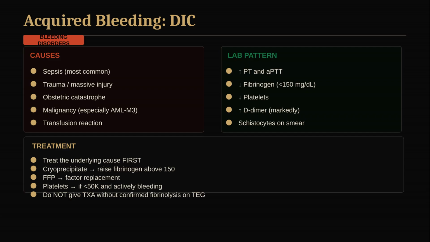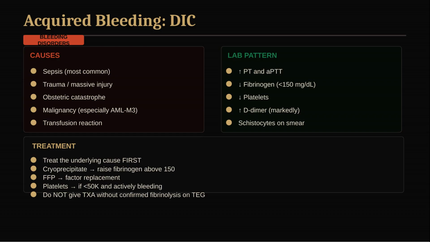The causes are the same every time: sepsis, trauma, obstetric catastrophe, malignancy, transfusion reaction. The pathophysiology is simultaneous clotting and bleeding. Massive thrombin generation consumes factors and platelets, and secondary fibrinolysis dissolves clots before they form. The lab pattern: elevated PT and aPTT, low fibrinogen, low platelets, elevated D-dimer.